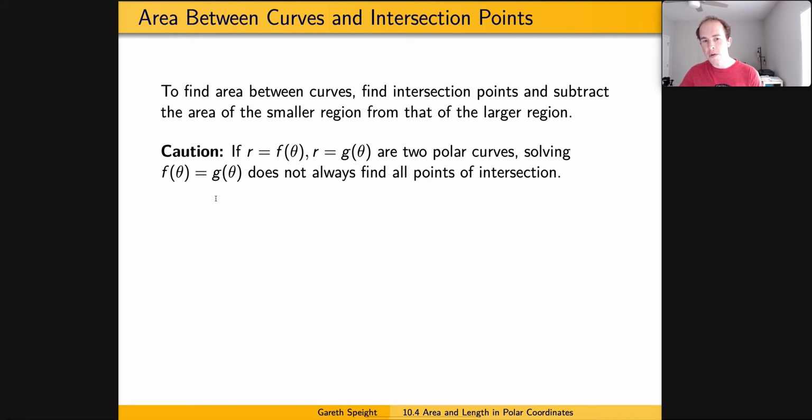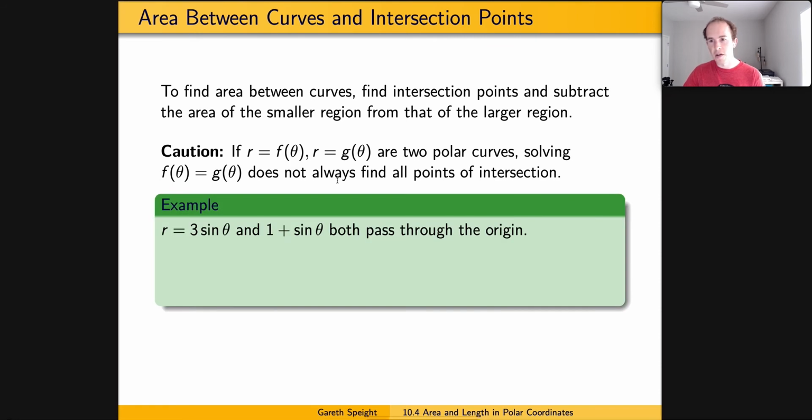The problem is that there are multiple ways to represent points, and in particular, there are multiple ways to represent the origin. So it might be that one curve goes through the origin at one value of theta, and another curve goes through the origin at a different value of theta. Or similarly with other points, maybe there's a negative r, maybe there's a positive r, or maybe theta is between 0 and 2 pi for one and between 2 pi and 4 pi for another. So the problem comes from non-uniqueness of polar coordinates. Okay, so normally it will give you quite a lot of intersection points, but if you want to check that you've got all the intersection points, the best thing you can do is draw them.